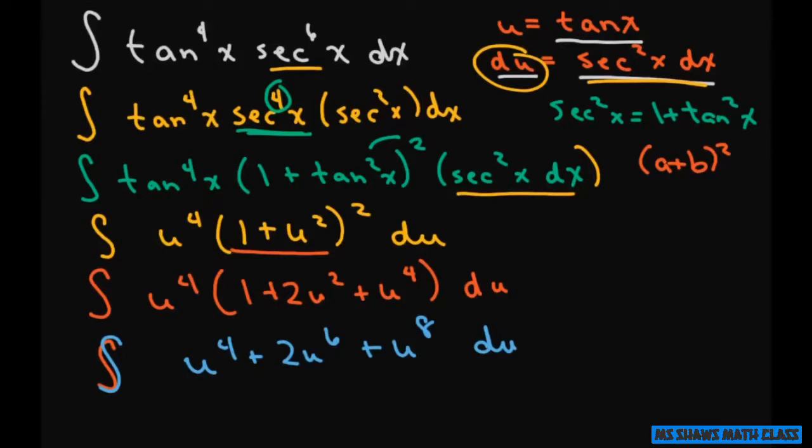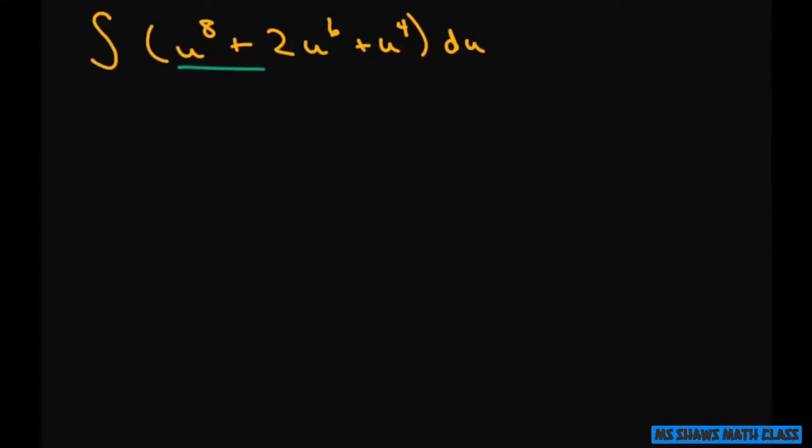Now I'm going to rewrite this and put it in the right order. So this is really u to the 8th plus 2u to the 6th plus u to the 4th. Just write that in, the highest degree goes first. Now we can integrate. So you're going to get 1/9 u to the 9th plus 2u to the 7th divided by 7, plus u to the 5th divided by 5, so I'm just going to put 1/5, plus c.